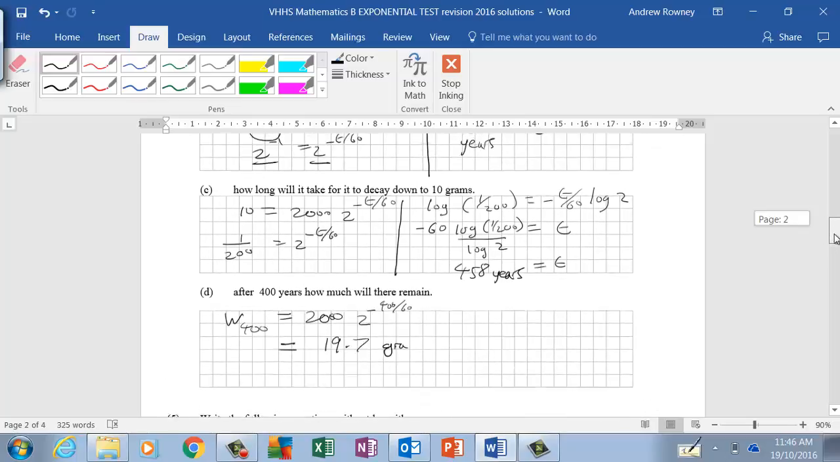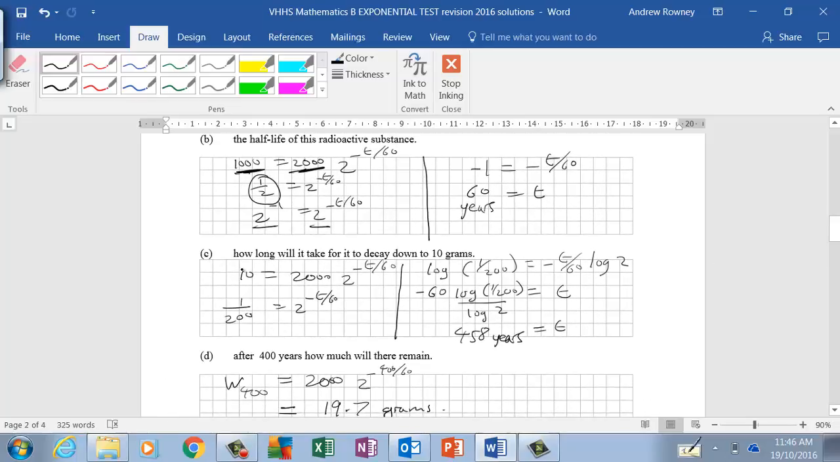How long will it take to decay down to 10? Instead of 1,000, we now put 10. And we do the same thing. Divide by 2,000, so 1 on 200. This time we can't write that with base 2, so we have to take logs. So we do log of the left equals log of the right, which is this line here. And now we have to get t by itself. So we're going to multiply by this denominator, 60 log 2.